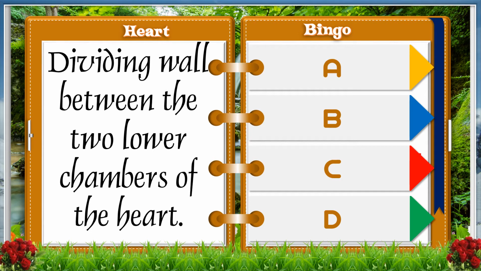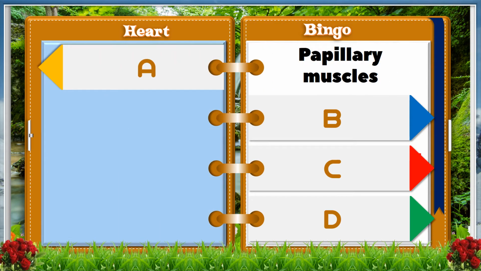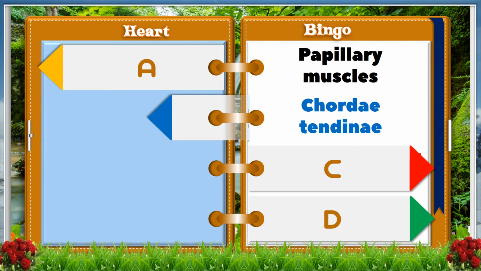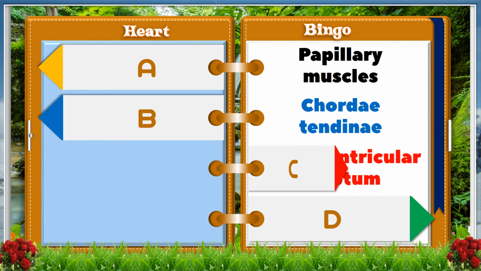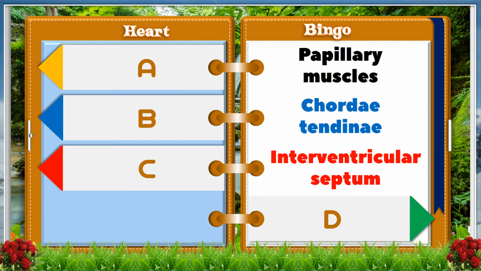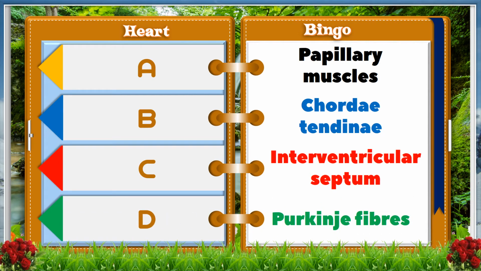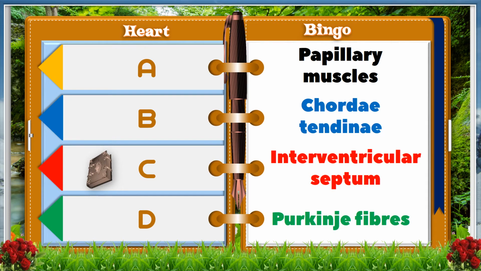Dividing wall between the two lower chambers of the heart. A. Papillary muscles. B. Chordae tendineae. C. Interventricular septum. D. Purkinje fibers. And the answer is C. Interventricular septum.